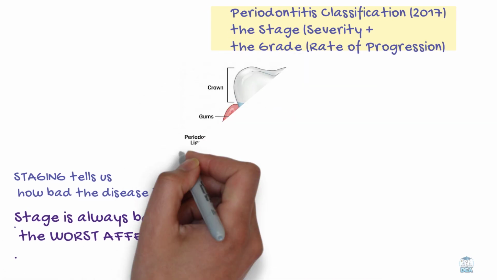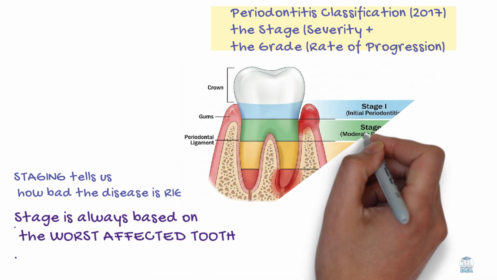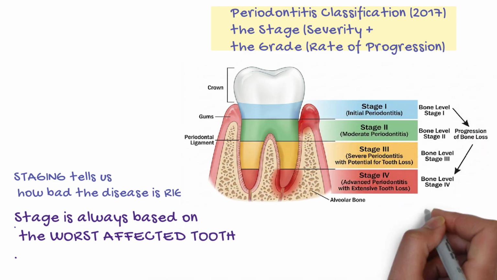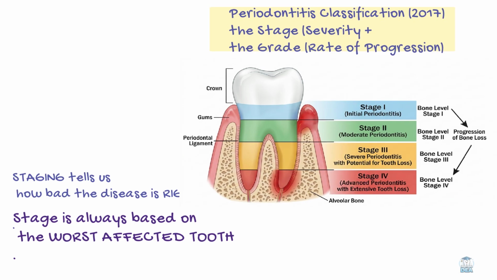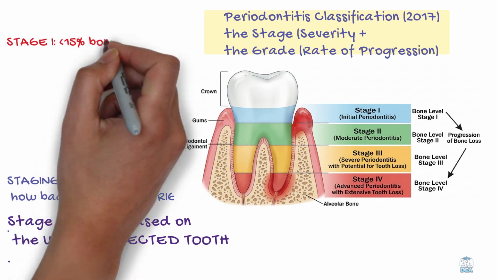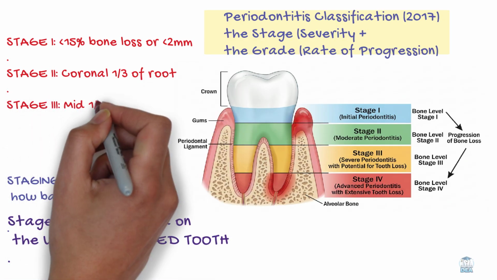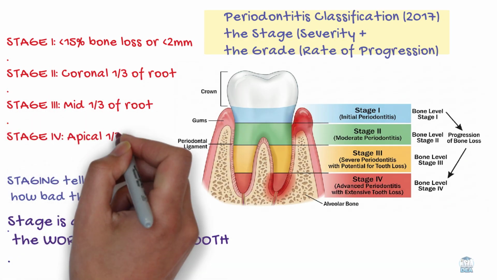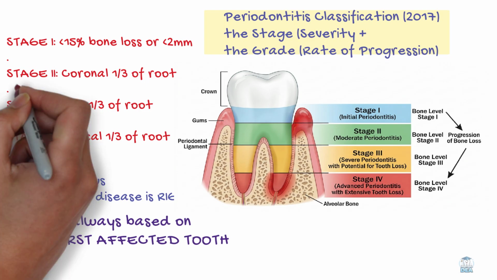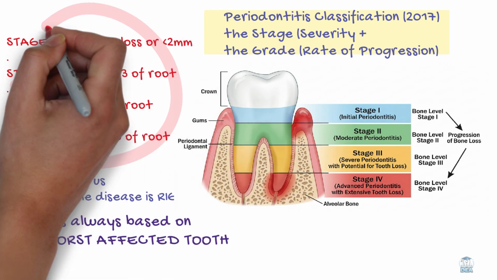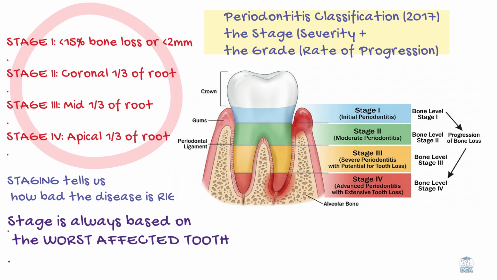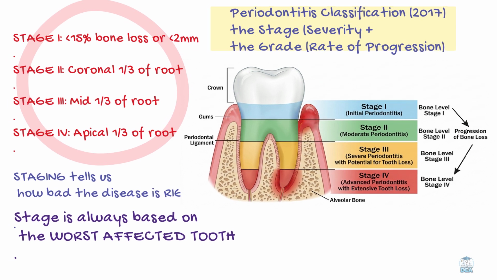Visualize a sinking submarine. Your tooth is a sub sinking into the bone mud. In stage 1, just the periscope is under, less than 15%. In stage 2, the upper deck is submerged, coronal 1/3. In stage 3, the sub is halfway under, mid 1/3. And in stage 4, it's sitting on the ocean floor. Periscope, deck, halfway, floor.